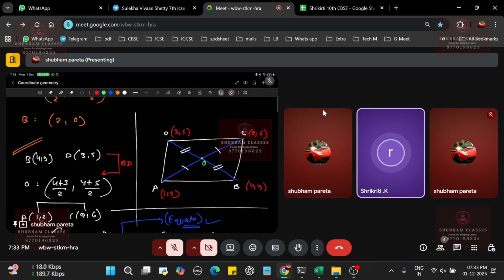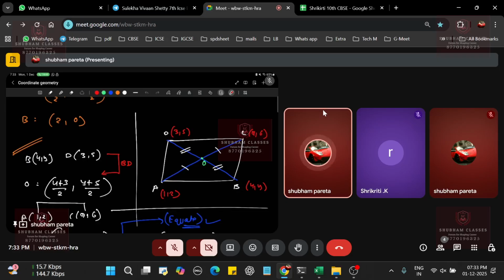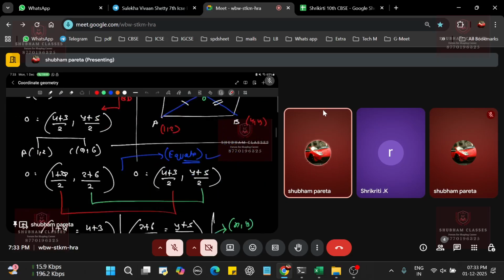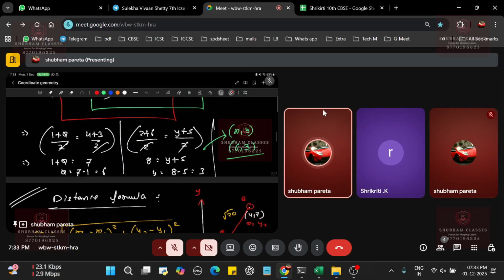Sir, I've got the values as x equal to 6 and y equal to 3. Is it correct? Yes, correct. Logic?